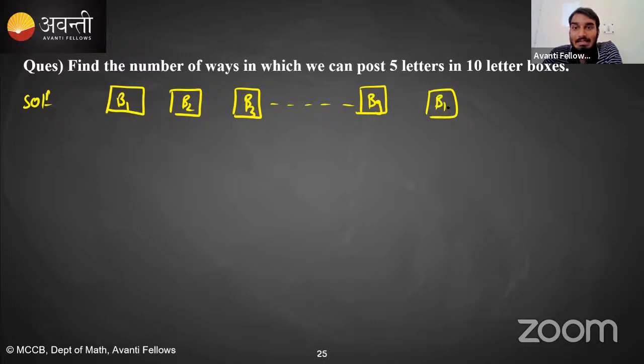So there are 10 letter boxes. Okay. And how many letters do we have? 5 letters: L1, L2, L3, L4, L5. So now we have 5 letters and 10 letter boxes. Okay. So now tell me how many ways they can be posted.